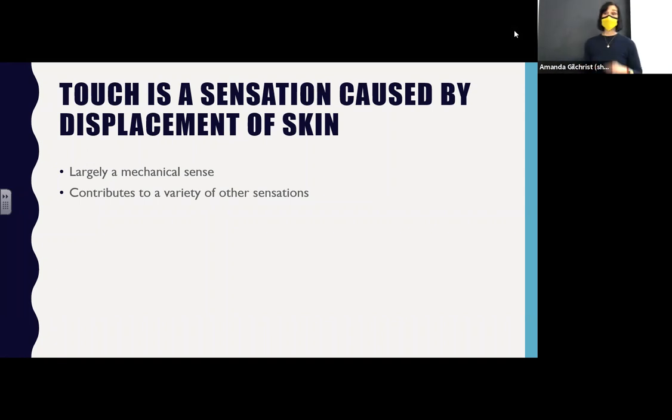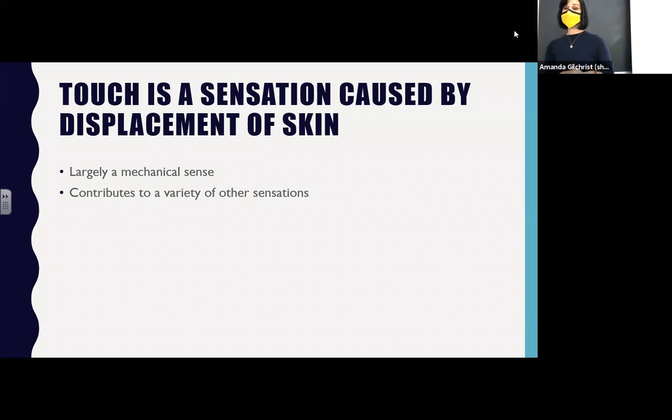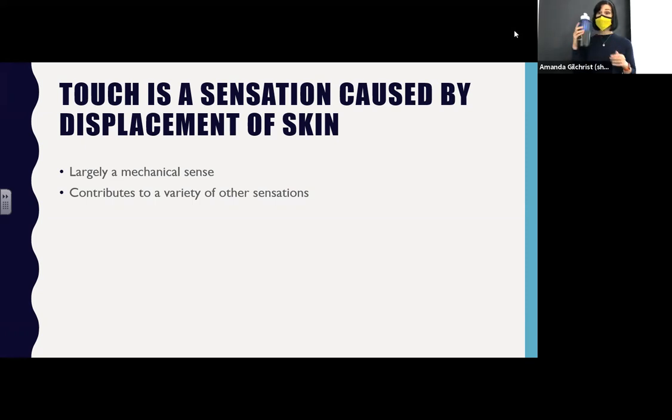So when we talk about touch, it is largely a mechanical sense. It is a frictional sense, and it contributes to a variety of other types of sensations. The physical energy this time is actually displacement and stretch of the skin. For example, when I'm gripping my cup, I am using a little bit of touch perception to help me use the appropriate grip. If I don't use the appropriate grip on this bottle, I'm going to feel the skin in my hand and in my finger pads start to slip.